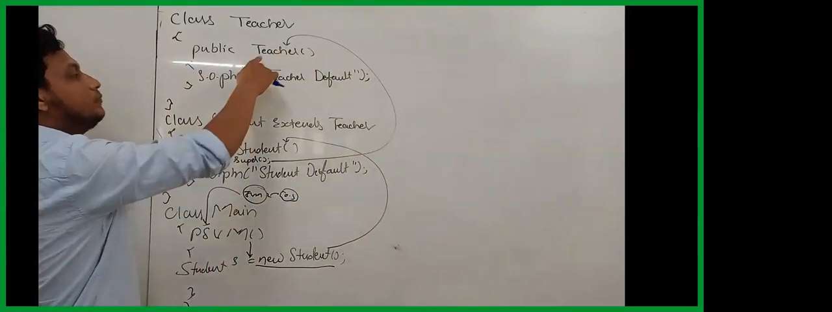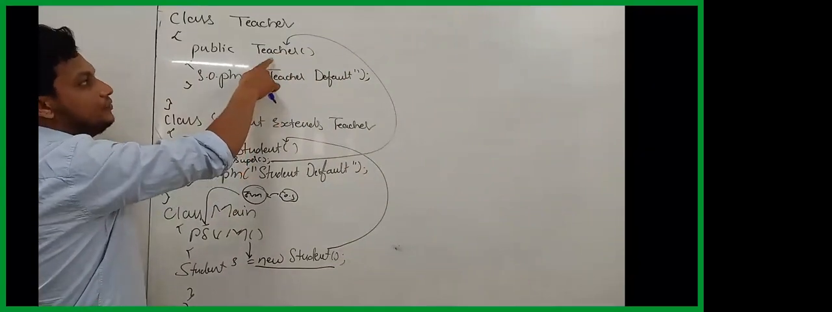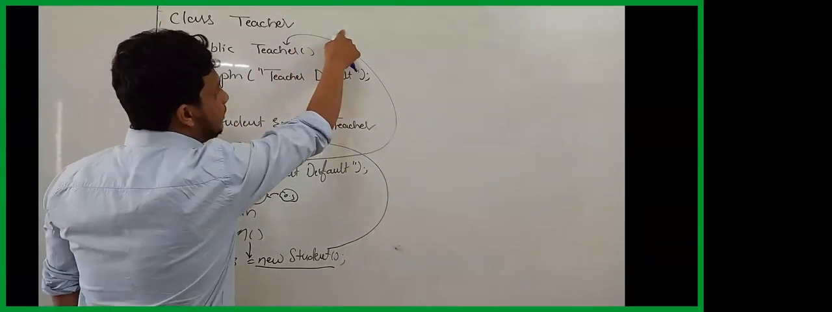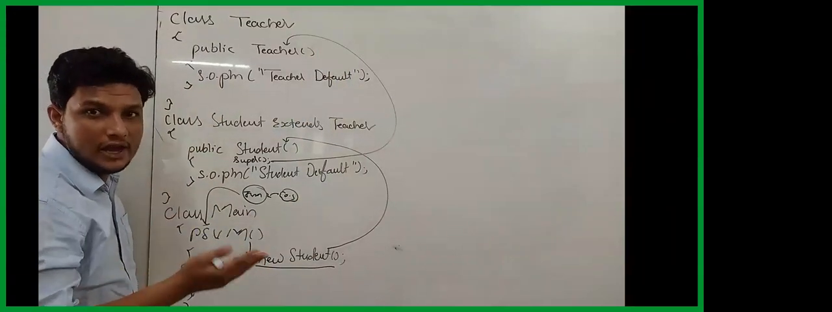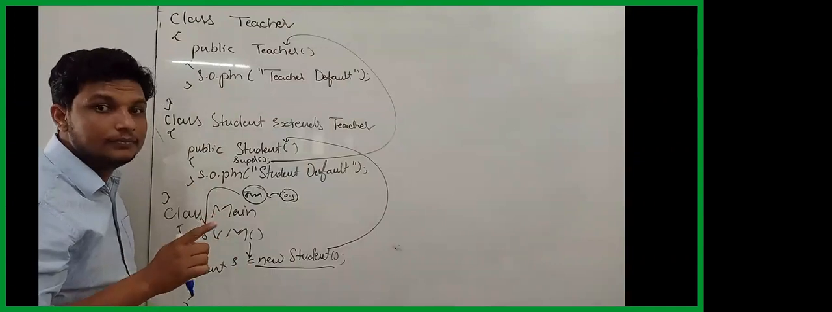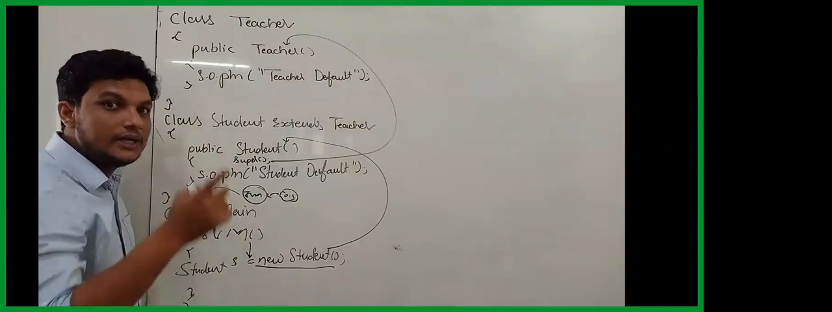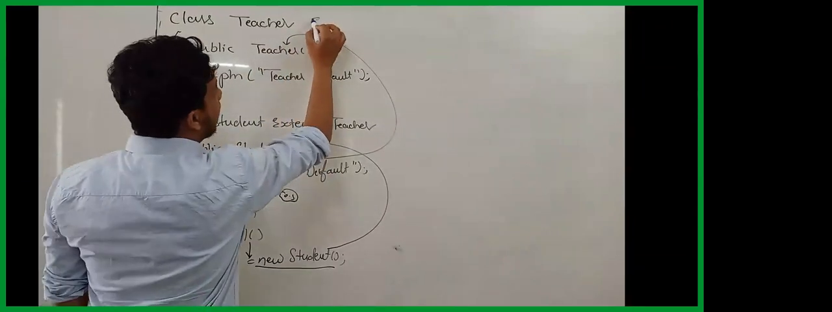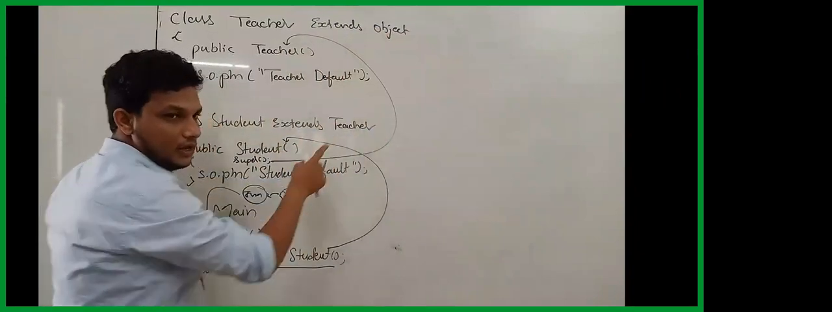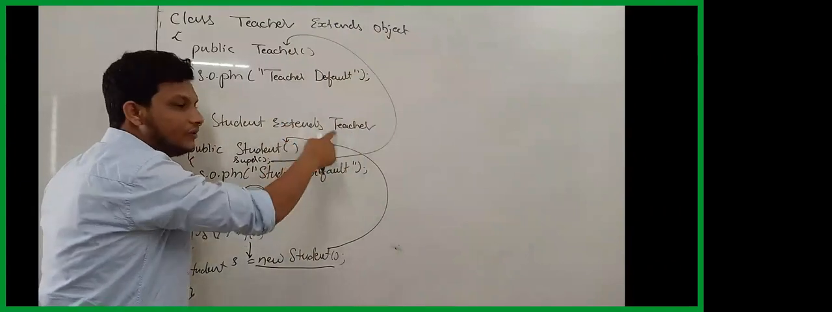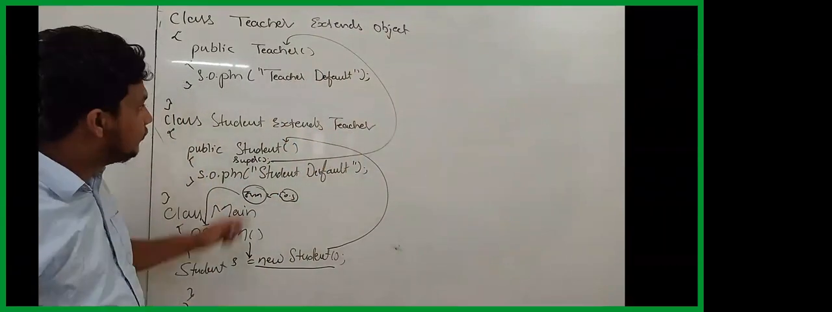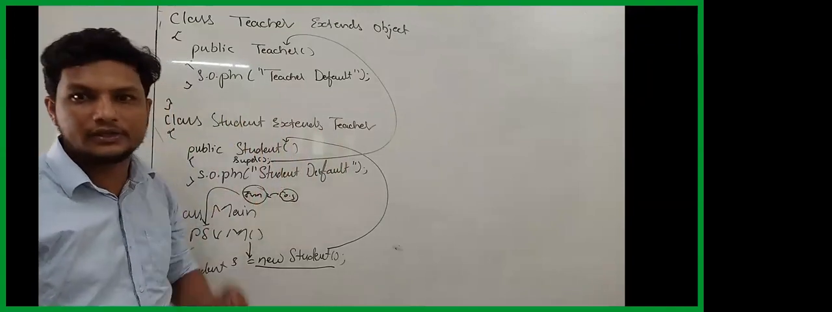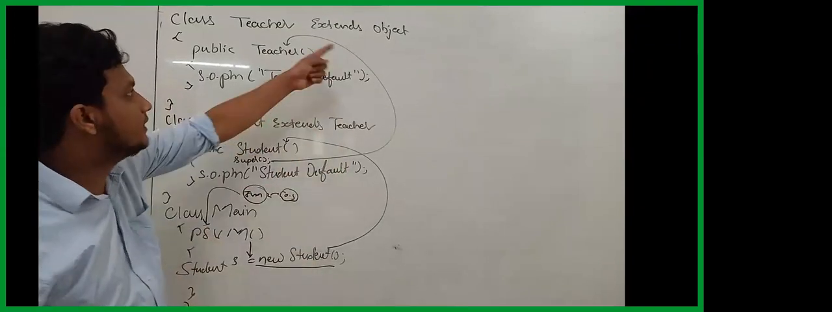Before executing this constructor, JVM will check whether this class contains any parent class. No, explicitly I have not written one. But by default, the Object class is extended by this Teacher class. If you have not extended any class, then only JVM puts extends Object. If you have extended some other class, JVM will not put extends Object.